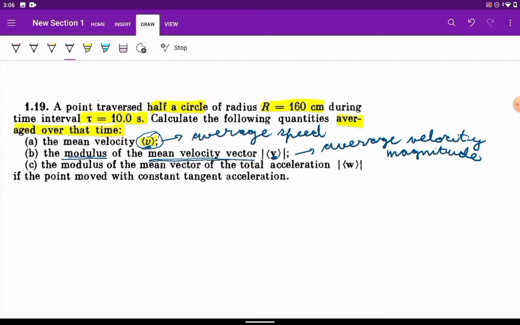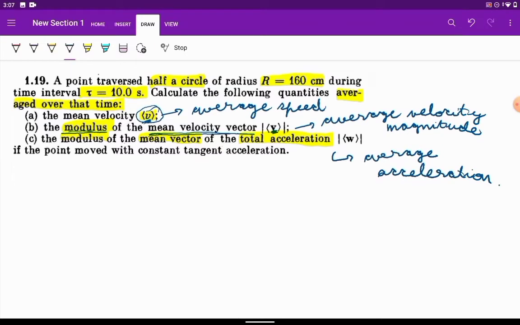Part C is the modulus. Another thing is the modulus means the magnitude. So modulus of the mean vector of the total acceleration. This is essentially again the average acceleration, right? So we need to find out first the average speed, the average velocity magnitude, and the average acceleration, of course, the magnitude. For tau equal to 10 seconds, the point basically traverses the half circle.